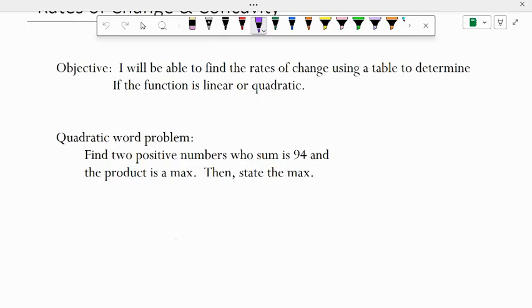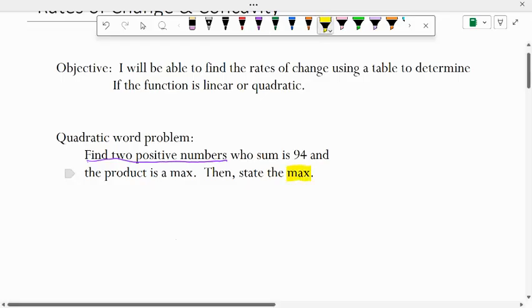But I would like to walk through again, like we did with linear, an example for how we would use a quadratic word problem. One of the problems on the assignment asked something about finding numbers whose product was a maximum. So here's a similar problem. We want to find two positive numbers. So the first thing we're looking for is the numbers, and then after that, we want to state what the maximum product is.